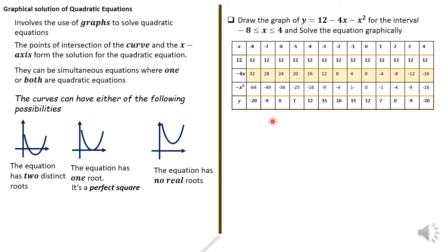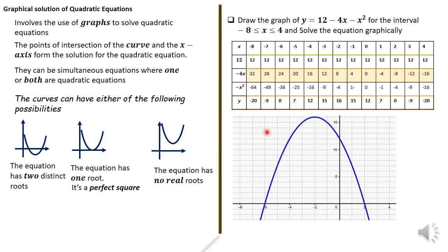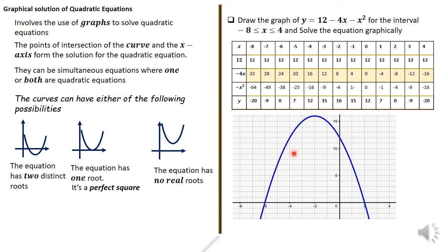Now, after doing that, we're going to have to draw the curve, and so the curve is the one that is rising up there. This is the curve for y equals 12 minus 4x minus x squared. The question was draw the graph, so we have drawn it for the interval from negative 8 to positive 4. Now we're told, hence, solve the equation graphically.